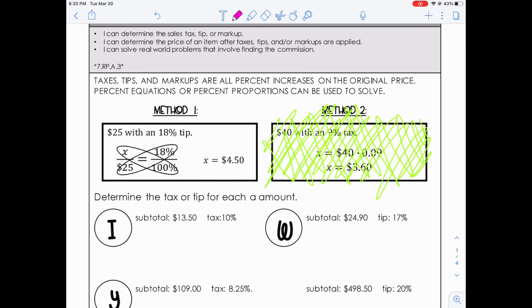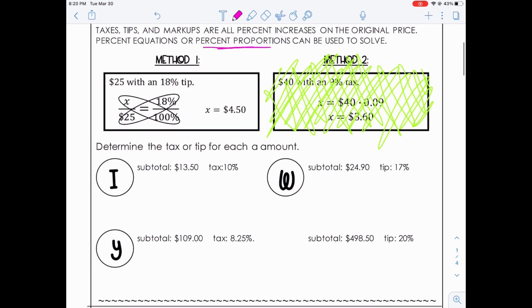For us, we did not talk about method number 2, so we will not be using method number 2, which is the percent equation, but rather we're going to use that percent proportion, which we just said was part over whole equals the percent over 100.